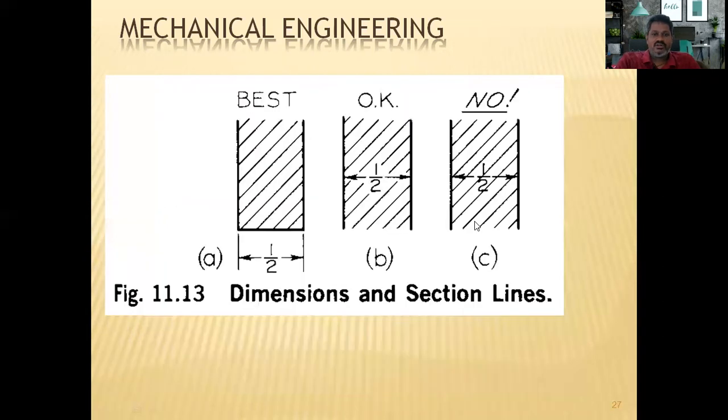Then I move forward. Even in this case, you can observe the half dimension here. It is the best practice. We are not supposed to indicate the dimension on the section lines. To some extent it is okay, because you are breaking all the lines and representing the dimension. If you are not breaking the section lines and you represent the dimension, it is a bad practice. So these two can be accepted. This is the best practice. This is okay, but it is not accepted.